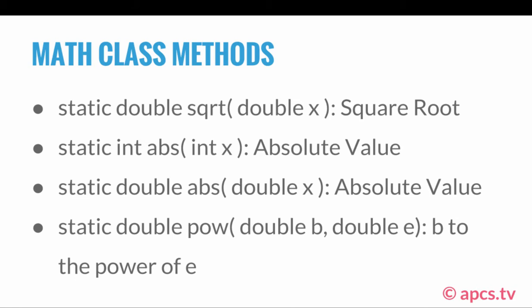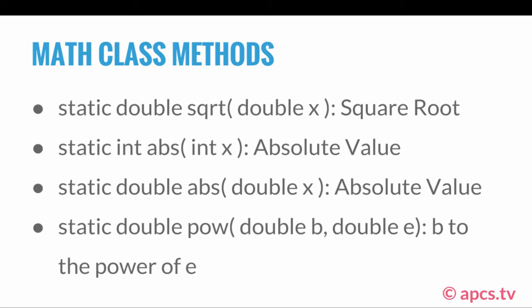And then the last method that we need to understand for the math class is the power method, and it's basically like exponents. It returns a double. It's a static method like all math class methods, and it takes two doubles as parameters. The first parameter is the base and the second parameter is the exponent. So if you were to put the first parameter as 3 and the second parameter as 2, that would be 3 to the power of 2. That would be 9, and that's what the program would return.